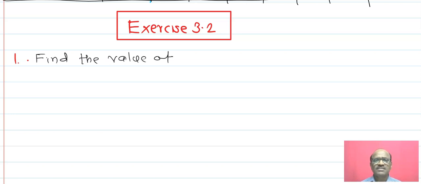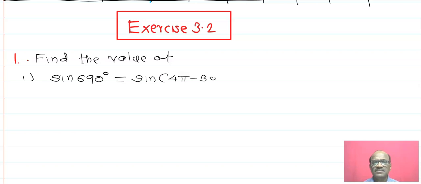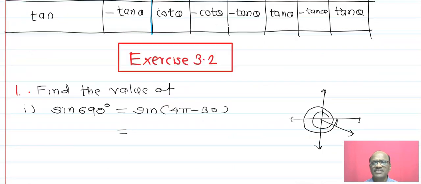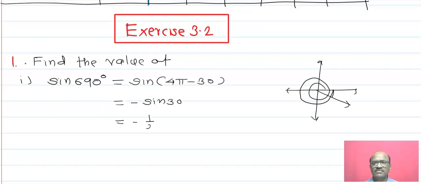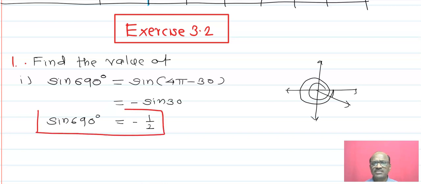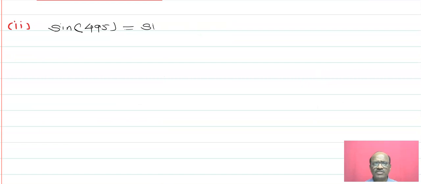And now we will start exercise 3.2. Find the values of sin of 690. That 690 means what? 4 pi minus 30. Now 4 pi means 2 pi, again 2 pi. It is minus 30 and it comes in the fourth quadrant. Whenever there is an integral multiple of pi, the function remains as it is. Therefore sine of 4 pi minus 30 is sine 30, and it is in the fourth quadrant, so it has a minus sign.